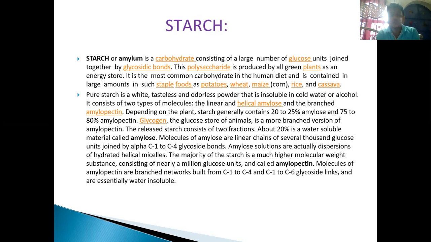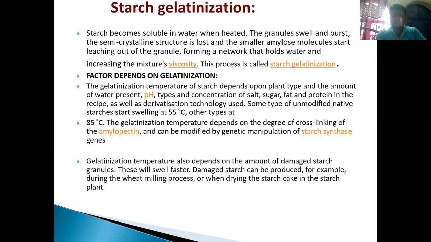The starch consists of two fractions. About 20% is a water-soluble material called amylose. Amylose molecules are linear chains of several thousand glucose units joined by alpha C1 to C4 glycosidic bonds. Amylose solutions are actually a dispersion of hydrated helical micelles. And the other is amylopectin, which contains a branched network of C1 to C4 and C1 to C6 glycosidic bonds and is essentially water insoluble.